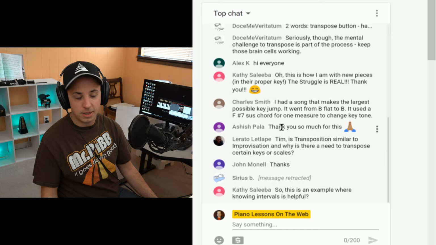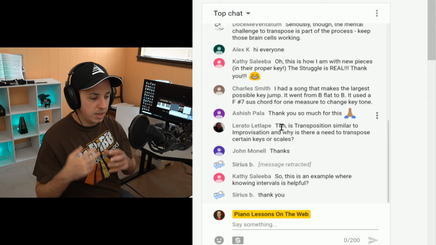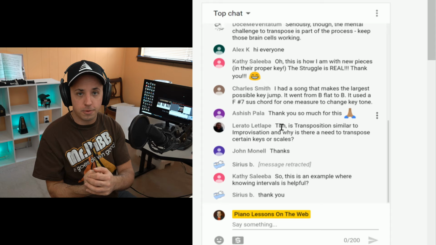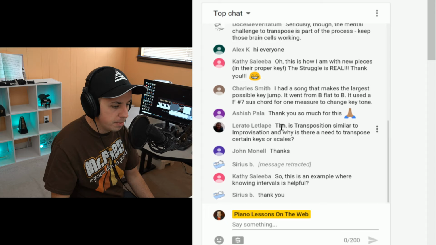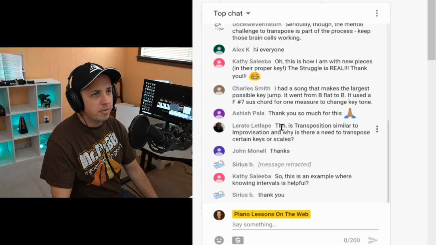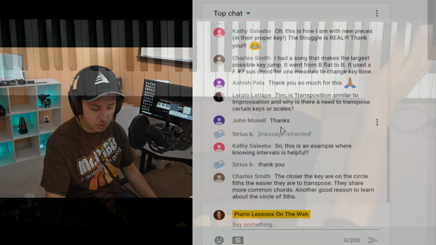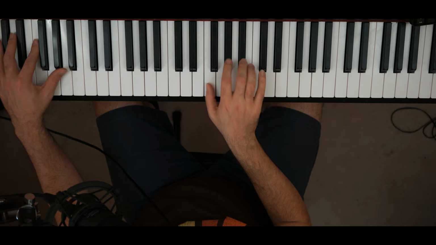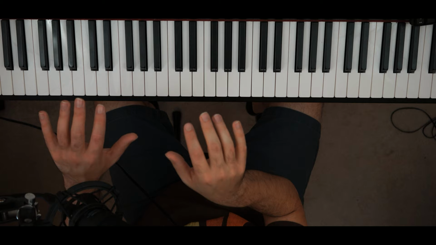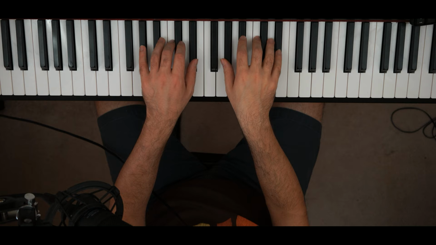The other example I mentioned is it's good for your brain, right? It's just a really good workout for your brain to think about all of those relationships between the notes. And is it similar to improvisation? Kind of, right? Because when you improvise, you have to think about what key you're in. You have to think about maybe the relationships between the notes, how far apart they are. So they are similar. Improvisation is really just making stuff up on the spot, where transposition is just moving the same pattern to a different spot and playing the same pattern of notes. You're not making anything up.